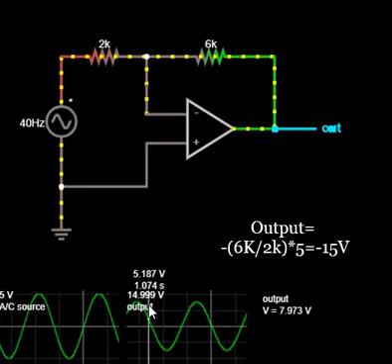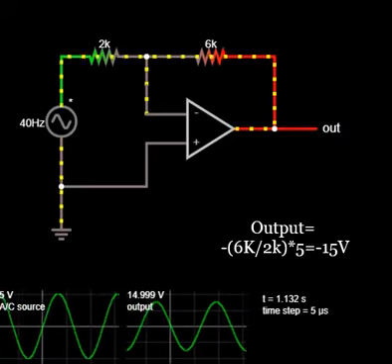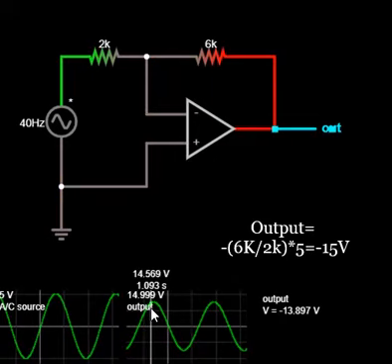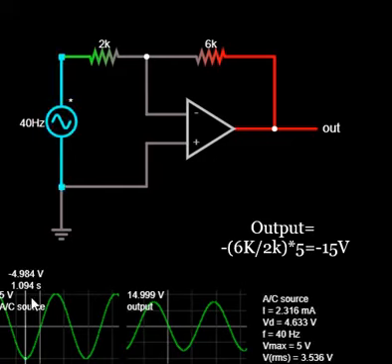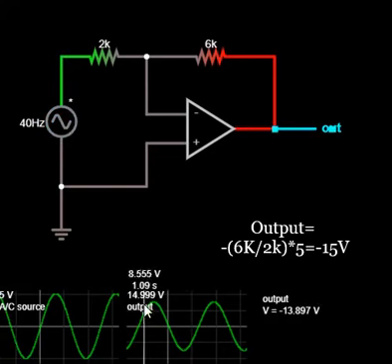That means that when the input is applied, output voltage will be inverted with respect to the input and having a value of minus 15 volt. So here we can observe the RMS values of the input and the output voltage at different points.